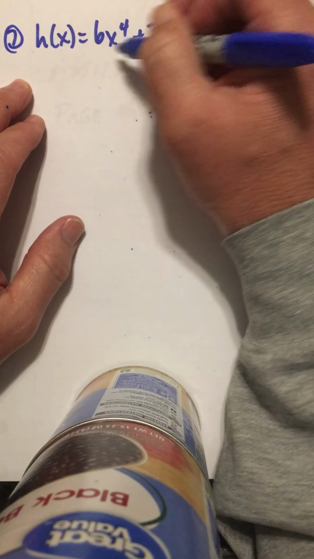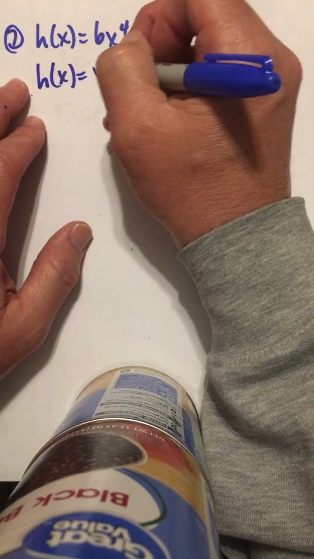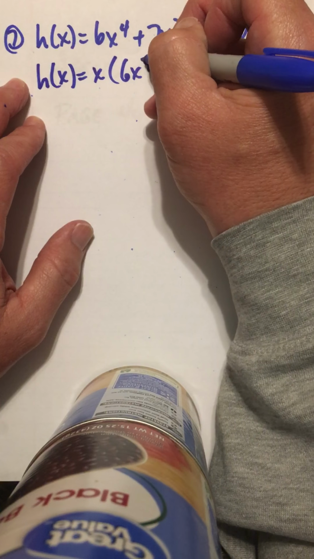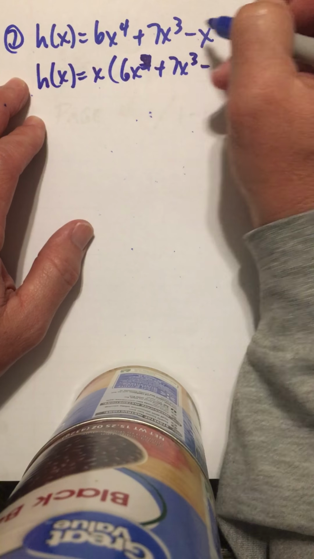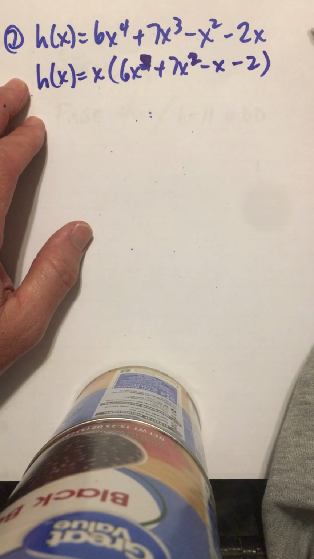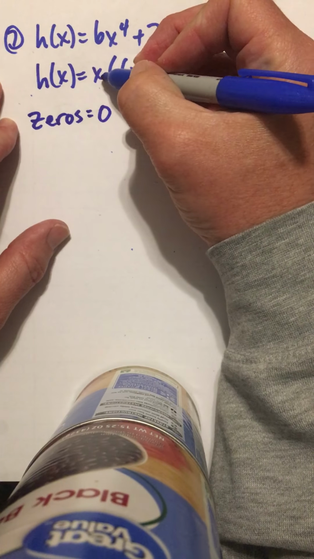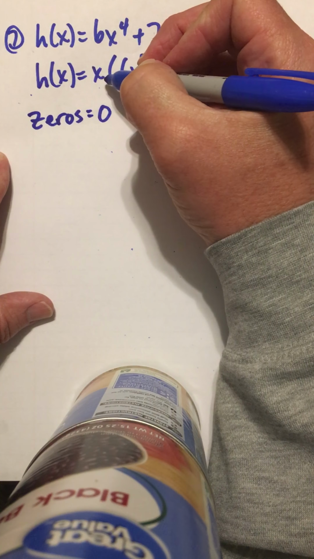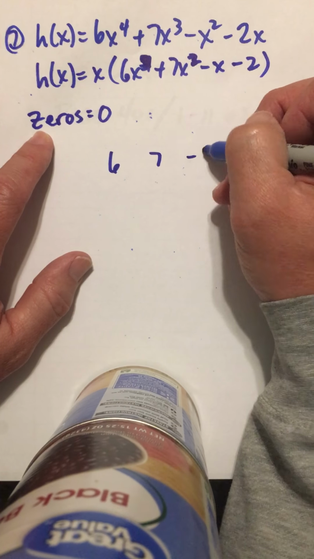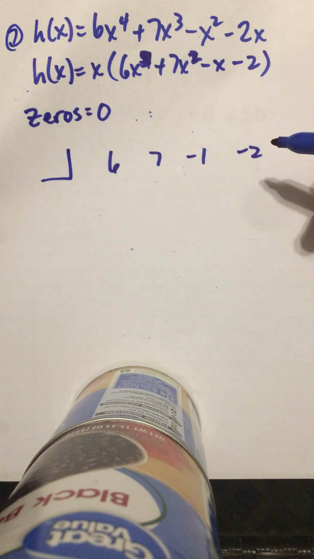So on this problem, I can actually factor this right off the bat without even synthetic division because they all have a GCF of x. And it leaves me 6x to the 4th plus 7x to the 3rd minus x squared minus 2x, because I'm factoring out the x there. That means one of my zeros is the number 0, because that's what will make that term right there 0. Now I just need to do synthetic division using this 6, 7, -1, and -2.